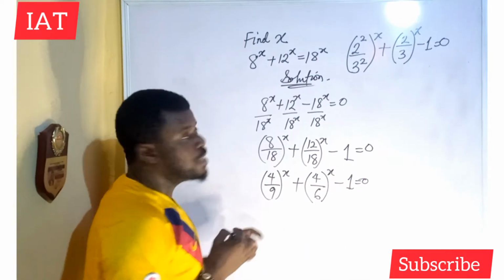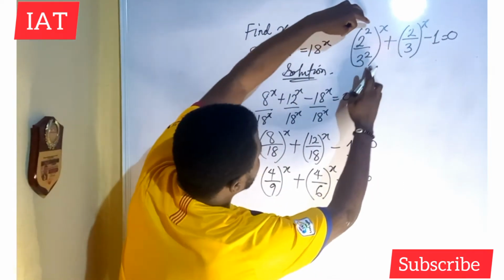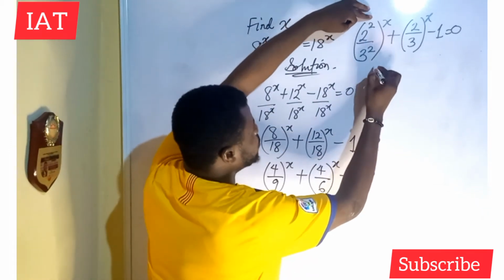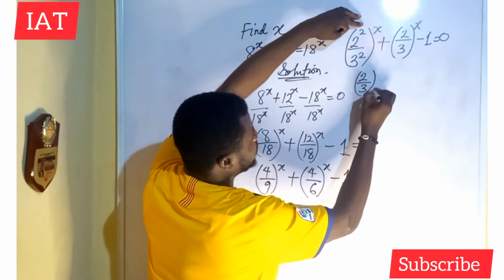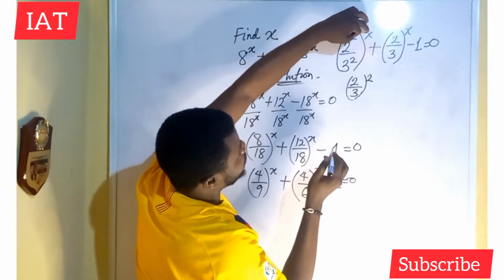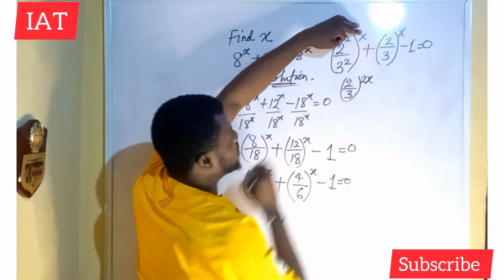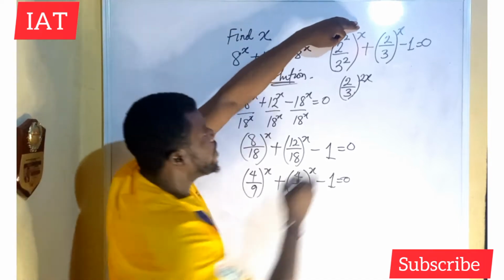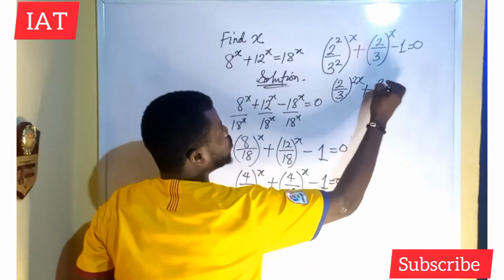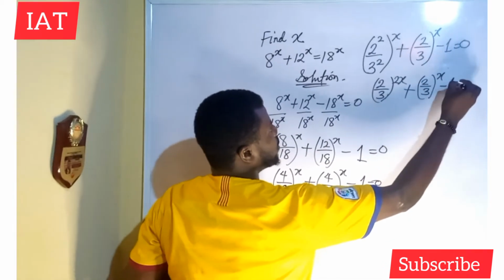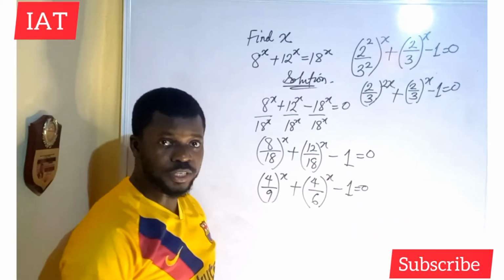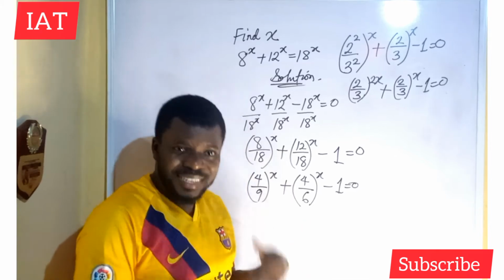All right? So look at this expression. This can also be written as 2 over 3 all squared, and we have x already there, so it multiplies the x, right? Plus 2 over 3 all to the power of x, minus 1, equal to 0. At this point, you'll be wondering, what is the next step?